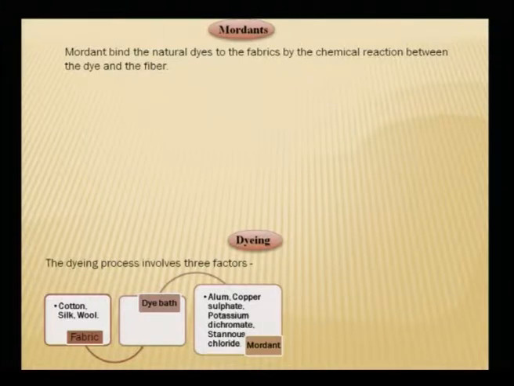Dyeing can be carried out with pre-mordanting, meta-mordanting or post-mordanting. So, we know that there are 3 modes of mordanting. The mordant can be added in the beginning after the scouring of the fabric, and in the case of cotton we use a tannic acid pre-treatment after scouring and then mordanting. If the mordanting is done beforehand, it is called pre-mordanting. If the mordant and the dye are put in the same dye bath and both are done simultaneously, it is called simultaneous mordanting or meta-mordanting.